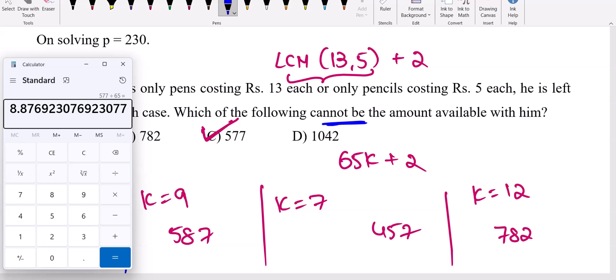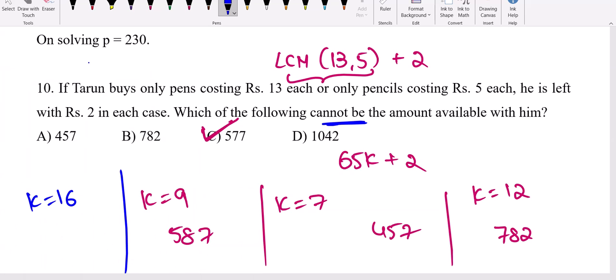Sir, 477 or 457, what have we taken? 457. 457 divided by 65 is 7 point something. Try with 7. If you are not getting it, that's wrong. Okay, while checking, sir, whichever value, no tension. For K value 16, this gives 1042 absolutely. And this is again a next level question: LCM concept, application, common remainder required when I divide by 13 and 5.